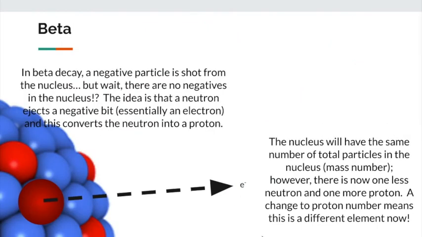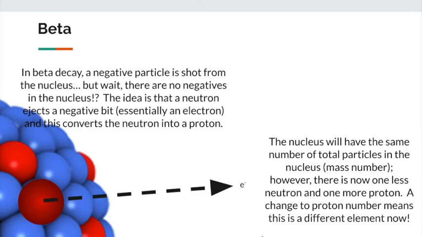In beta decay, a negative particle is shot out of the nucleus, and that should seem weird because there are no negatives in there. There are only protons and neutrons. So to explain this, what we're essentially saying is that a neutron somehow emits a bit of negativity, and that leaves a positive particle. To put that into simple terms, it's like thinking that the neutron is really like a proton and an electron merged together. And so if it emits the electron, what's left is a proton.